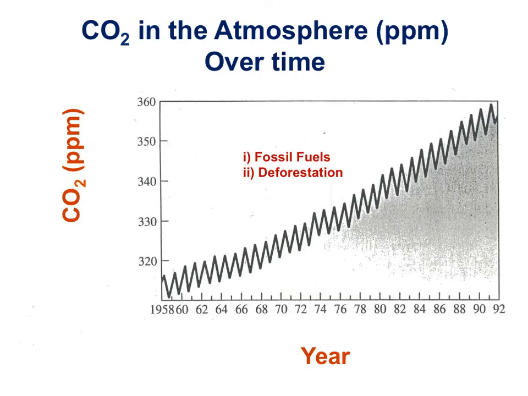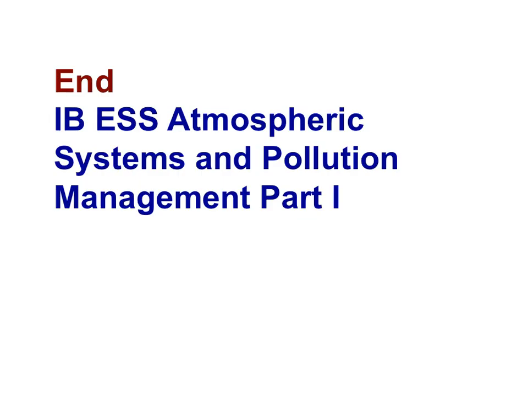In this graph, you can see the overall increase in carbon dioxide concentration over the last 50 years. Human activities such as the burning of fossil fuels and deforestation have caused this recent and relatively dramatic increase in the concentration of carbon dioxide in the atmosphere. The increase in carbon dioxide that you see here will be the focus of our unit on climate change. And that brings us to the end of IB ESS, Atmospheric Systems and Pollution Management, Part 1.